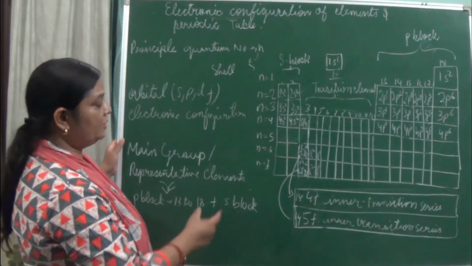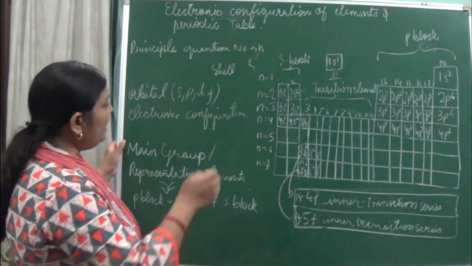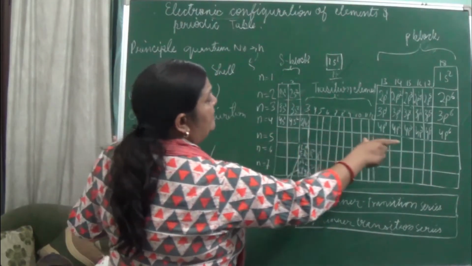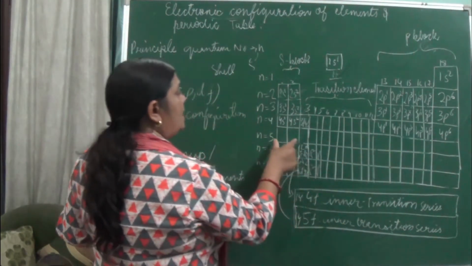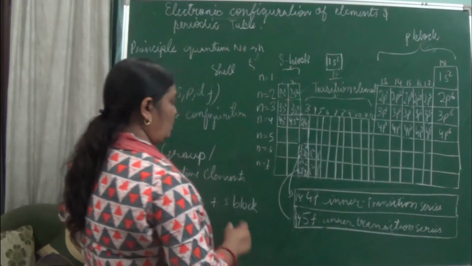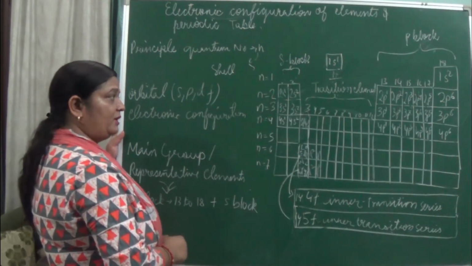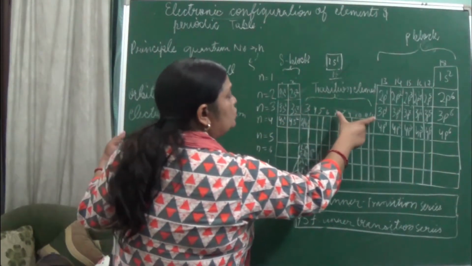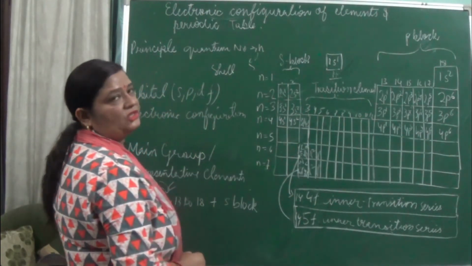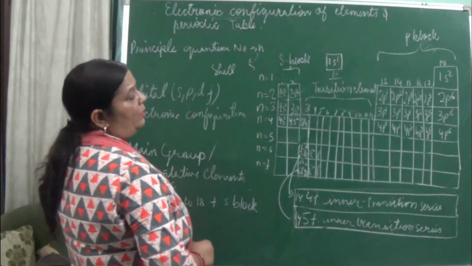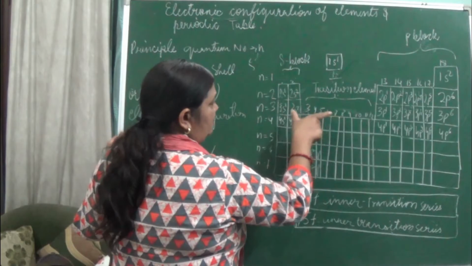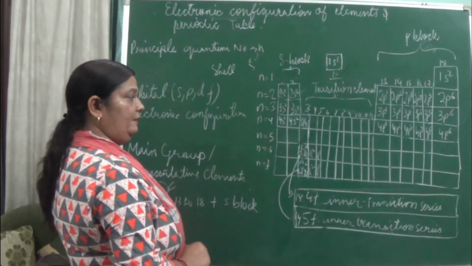Now this S block and P block elements are the main ones, and they are known as representative elements. From group 3 to 12, the transition elements are arranged. Here you can find the d block and f block elements.